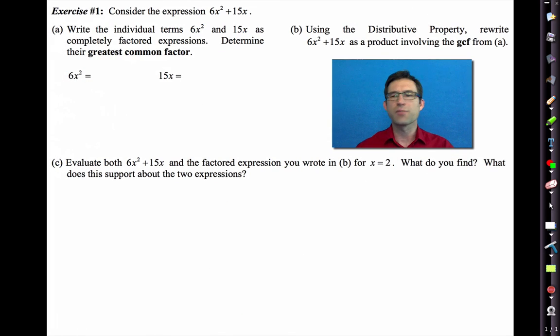So let's consider the expression 6x squared plus 15x. Letter A says write the individual terms 6x squared and 15x as completely factored expressions, and then determine their greatest common factor. I'll explain what that means. Watch what I'm going to do. I can break 6 up as 2 times 3, that's equivalent to 6. And then, of course, x squared is equivalent to x times x. There's nothing else I can break up here because both 2 and 3 are prime numbers. That's what a prime number is, a number that can't be factored anymore.